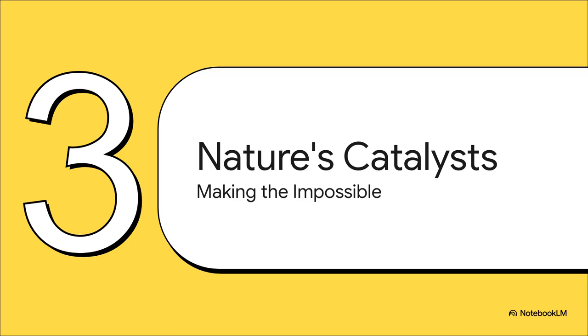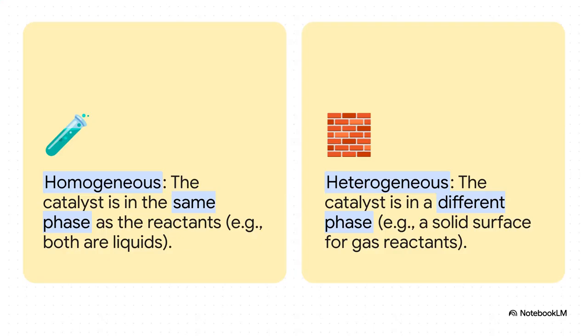Now, this ability to easily swap electrons back and forth leads us directly to what is maybe the most important application of transition metals, their job as catalysts. Think of them as chemical matchmakers. They speed up reactions that would otherwise take forever, making the impossible possible. Now, catalysts basically come in two main flavors.